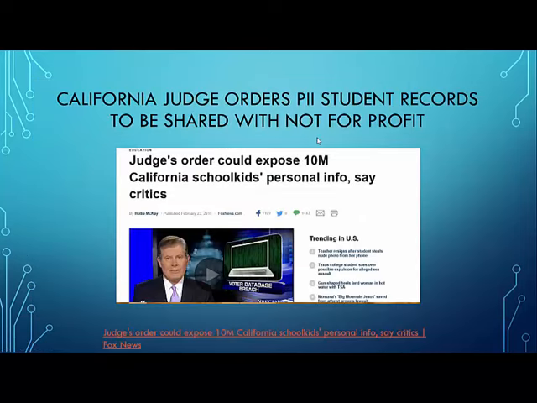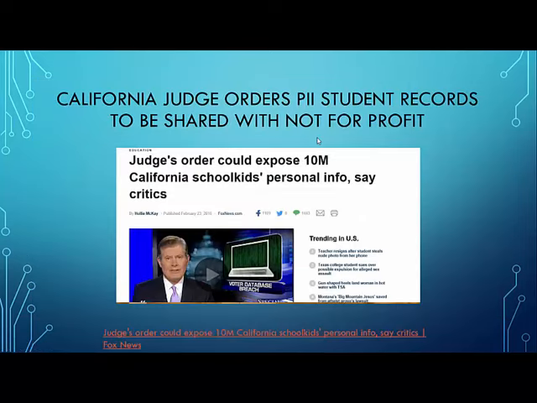Okay, I wanted to share this with you. I just think this is so compelling. This happened recently. It was a California judge orders P2 student records, or personally identifiable student records, to be shared with a not-for-profit. So here's a not-for-profit corporation or organization that sued the California Department of Ed for student records, and they won. This, like I said, just happened recently.